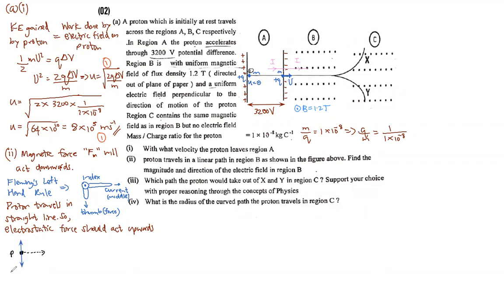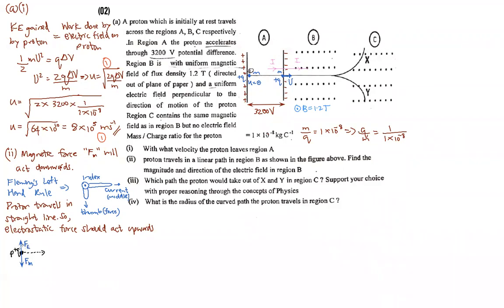This way. What is it? Upwards. If E should be upwards, Fm should be downwards. Then what should be the direction of the electric field, people?